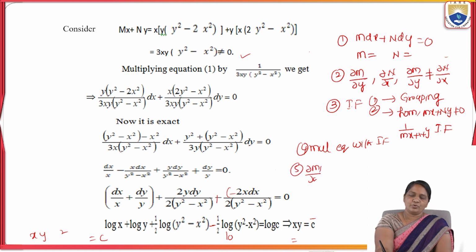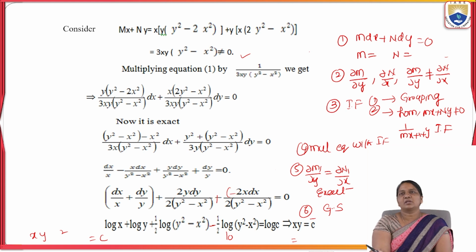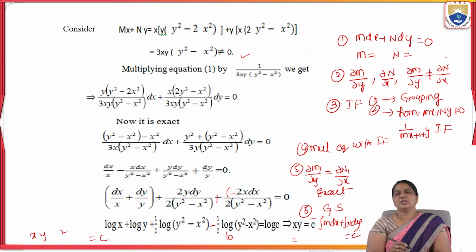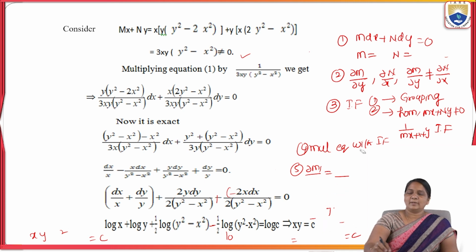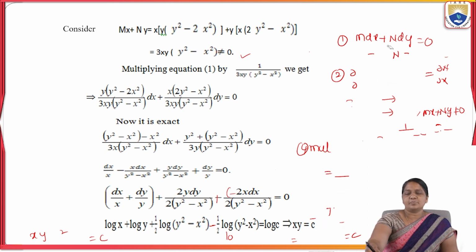What is that? Dou m by dou y is equal to dou n by dou x. So that means we are getting here exact differential equation. After getting the exact differential equation, in the last step we are going to find the general solution, that is integral m dx plus integral n dy equal to c. This is the procedure we followed here in the method 2. I hope you understand these problems very clearly.